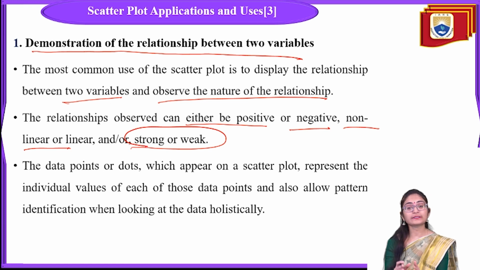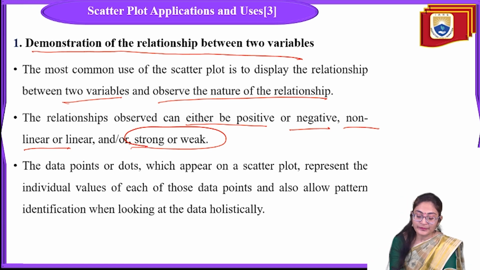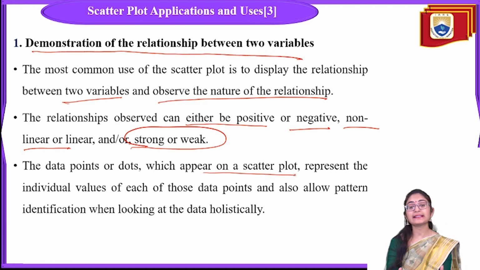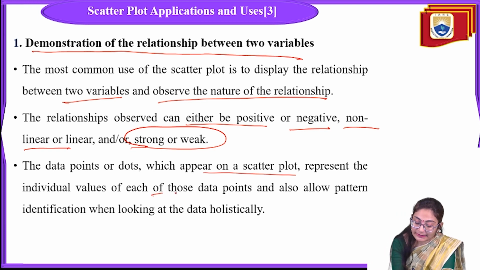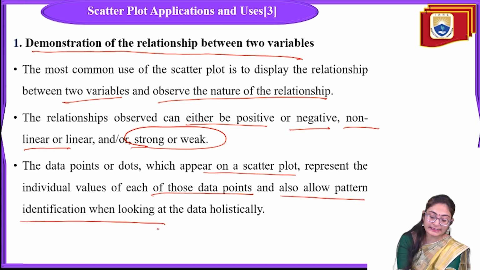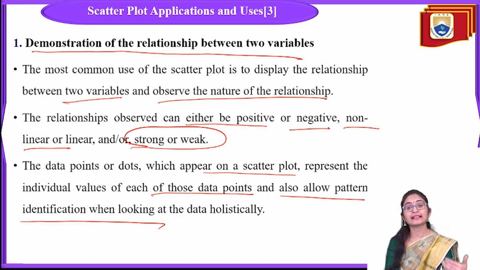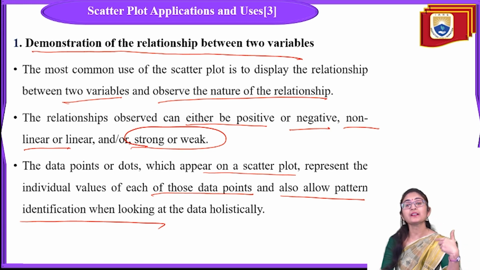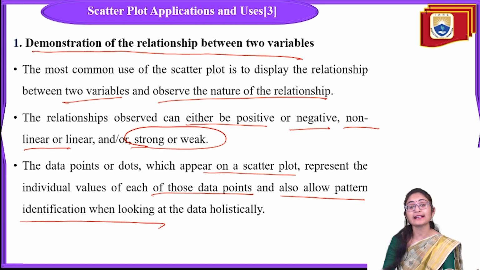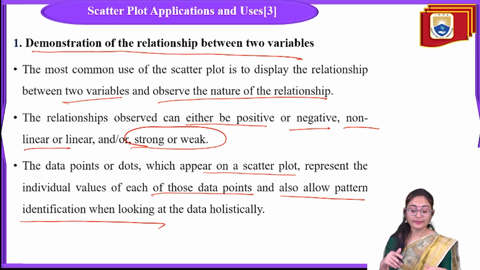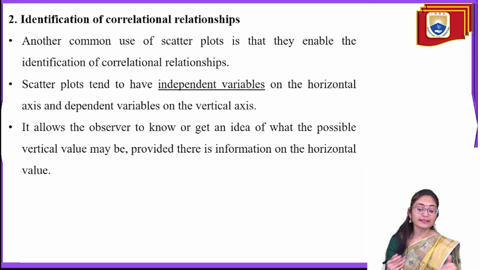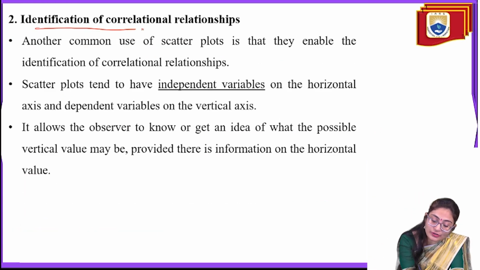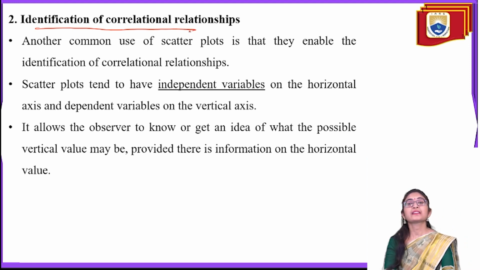The data points or dots which appear on the scatter plot represent the individual values of each of those data points and also allow pattern identification when looking at the data holistically. Whatever data points you have will appear in the scatter plot, and the scatter plot will represent the individual values for those data points, and it will contain a pattern for identification.